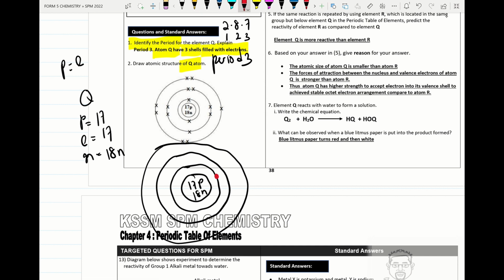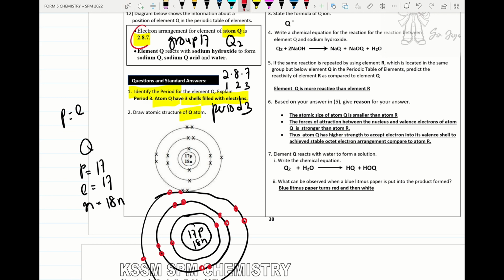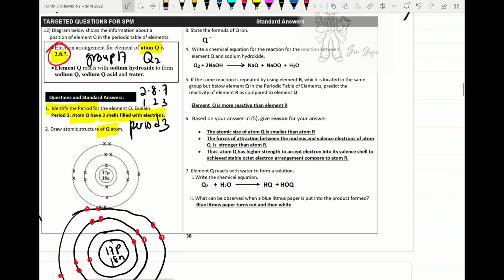The first shell I put 2 electrons. Second shell I put 8 electrons. Alright, so the valence shell has 7 valence electrons. Alright, so the electron arrangement is given in the question. Alright, so we move on to the next question.